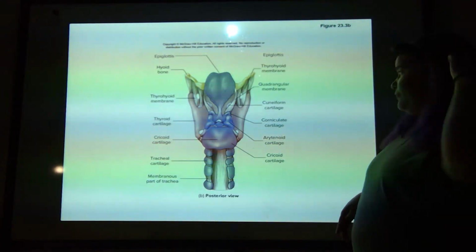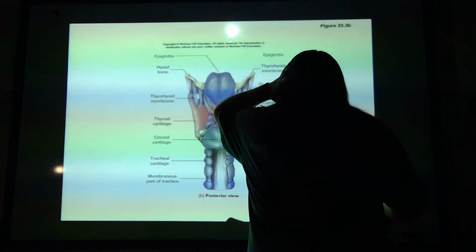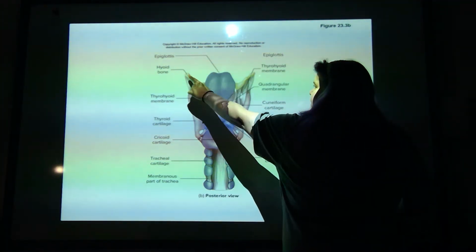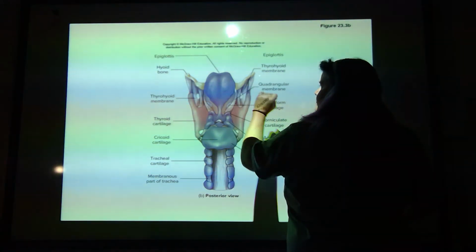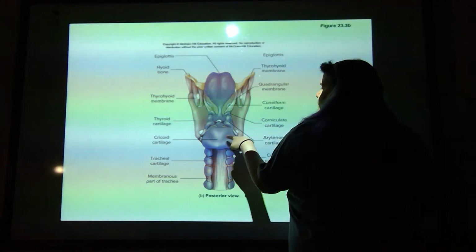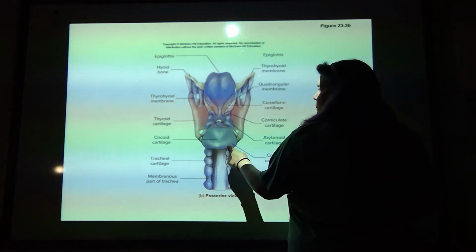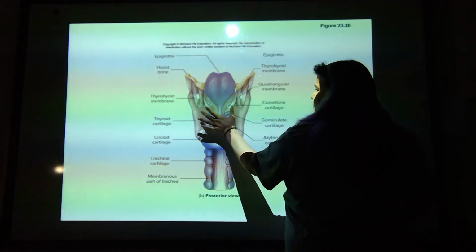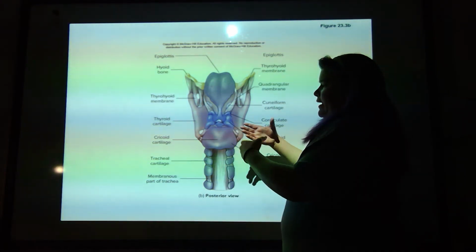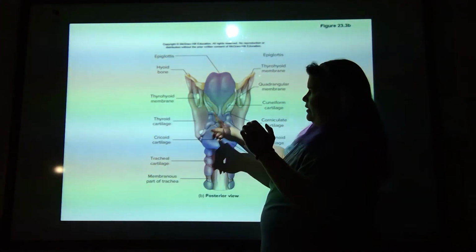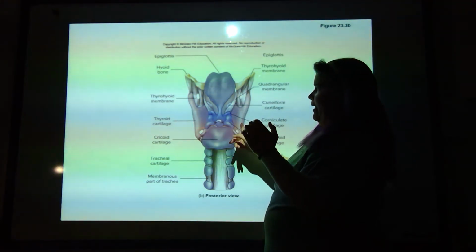So looking at it from the back, so you're looking at it this way. Here's that epiglottis that folds over, okay? Here's the hyoid bone. Here's that cricoid cartilage. Remember I said it's a big piece of cartilage? That's the back of the thyroid cartilage. So it basically is wrapping around like this. So you're seeing that wrap around like that.